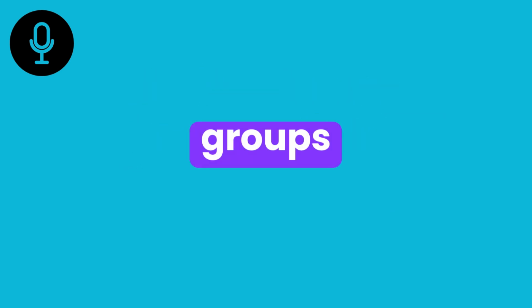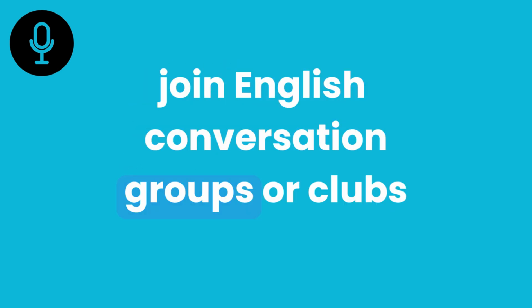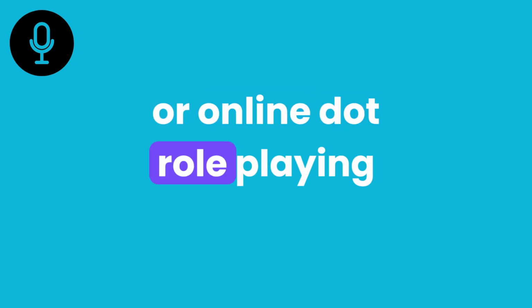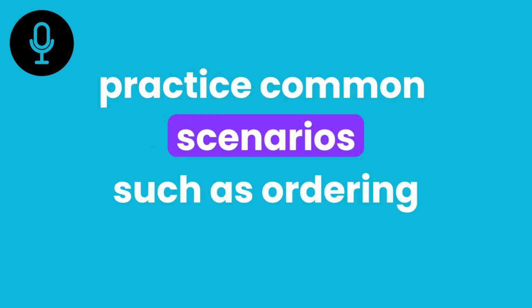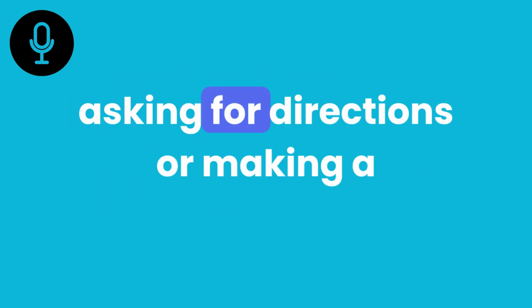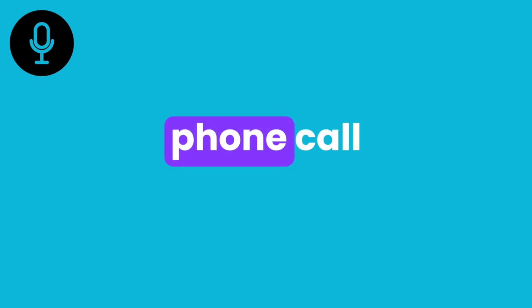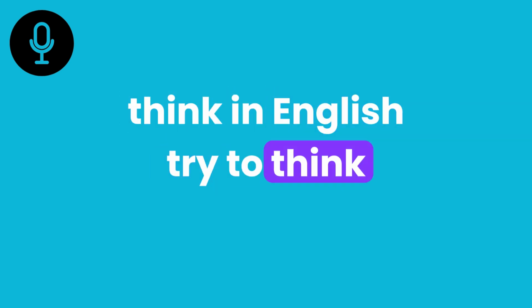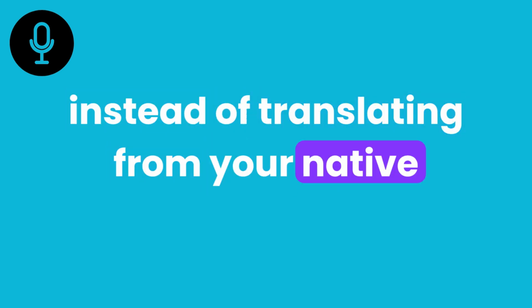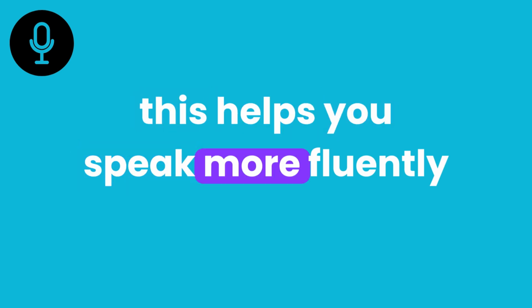Join conversation groups. Join English conversation groups or clubs in your area or online. Role-playing. Practice common scenarios, such as ordering food, asking for directions, or making a phone call. Think in English. Try to think in English instead of translating from your native language. This helps you speak more fluently.